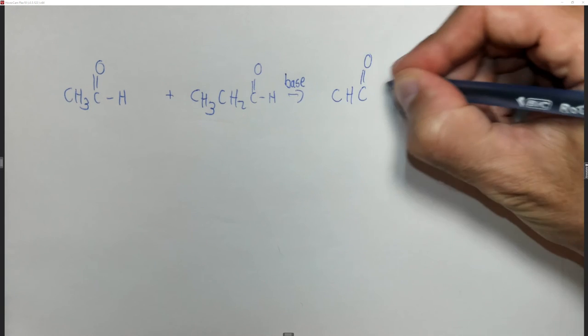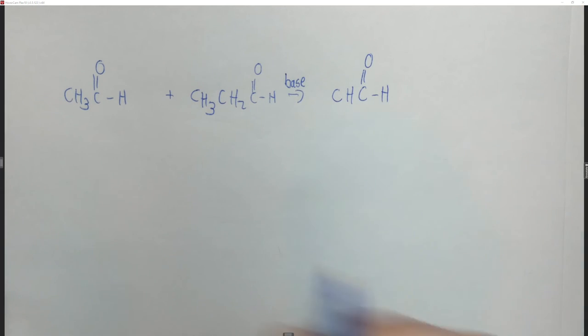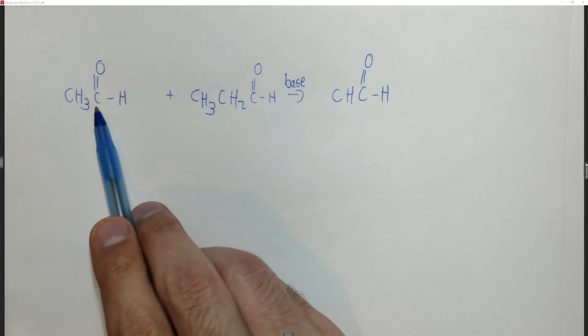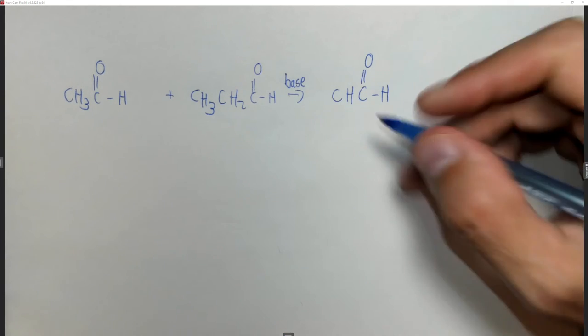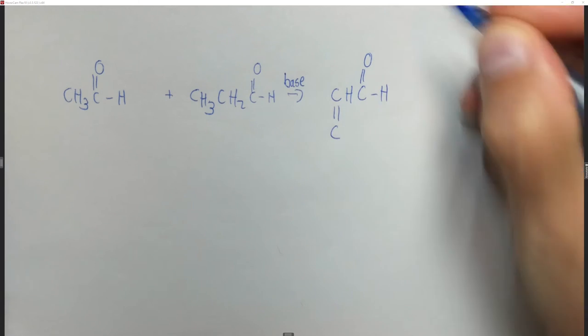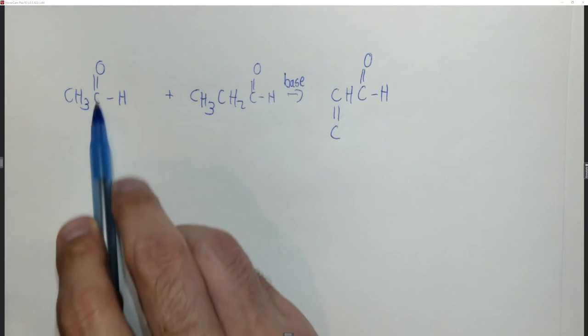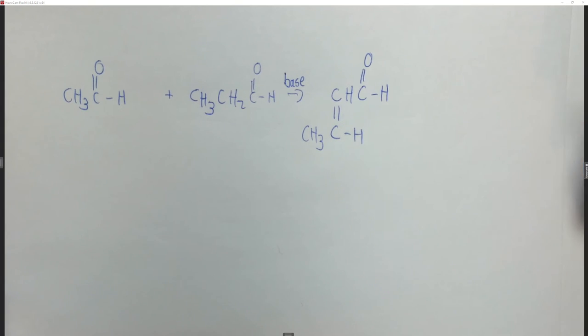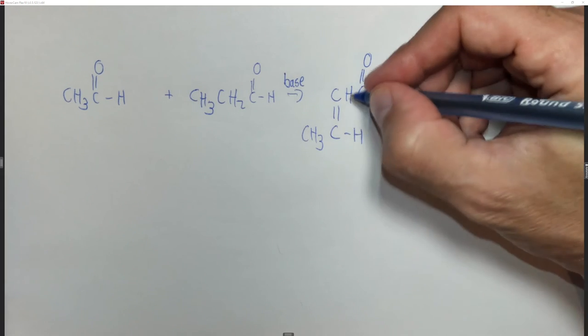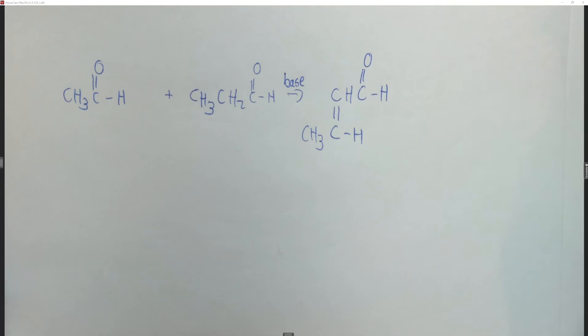C double bond O, bond H. Now, let's say it attacks itself. So it attacks this one. So now instead of double bond O, we essentially go to double bond C. That's this C, now double bonded. And this has a CH3 and an H. And again, we get our single double bond, you can't see it there. It's conjugated after the dehydration. So this is one possible product.